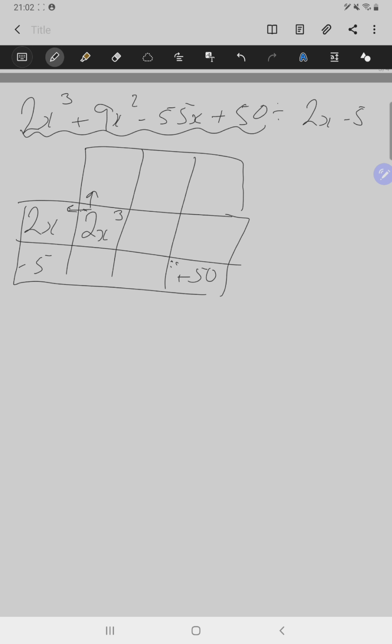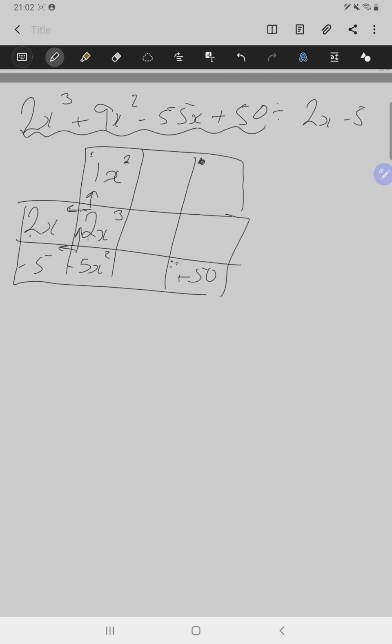So we need to find this top box here. So 2 divided by 2 will give you 1, and we reduce the x by 1 power because we multiply 2x by x squared to give us 2x cubed. To find this box here, we multiply its vertical and horizontal boxes. So 1x squared multiplied by minus 5 is minus 5x squared.